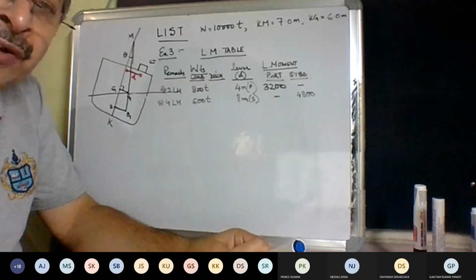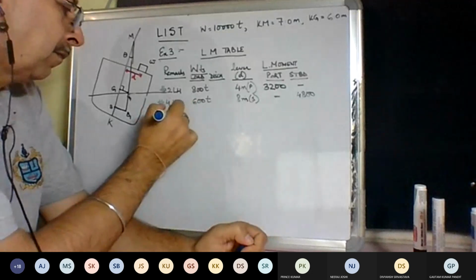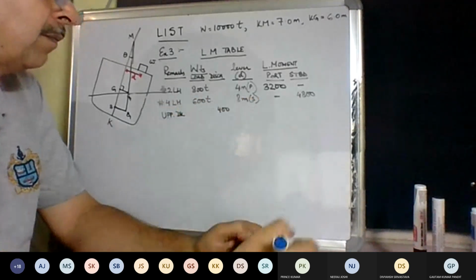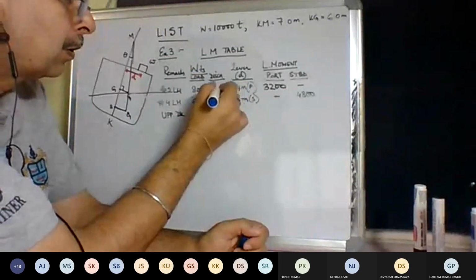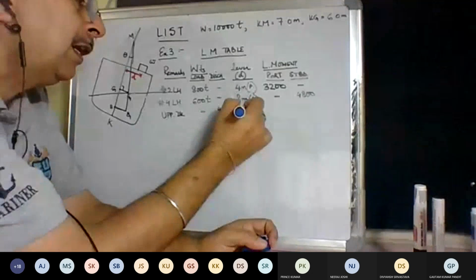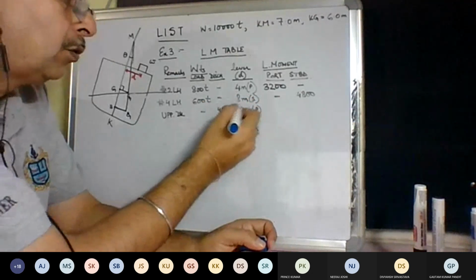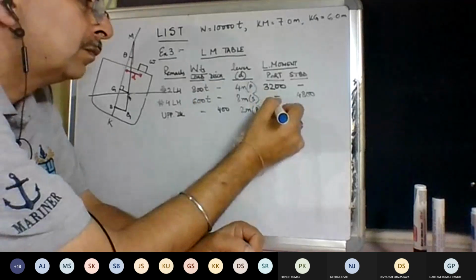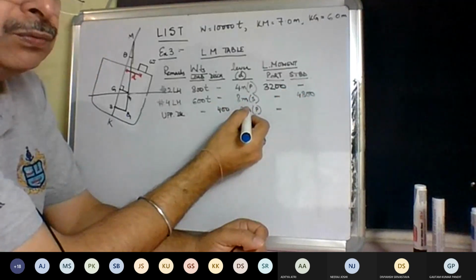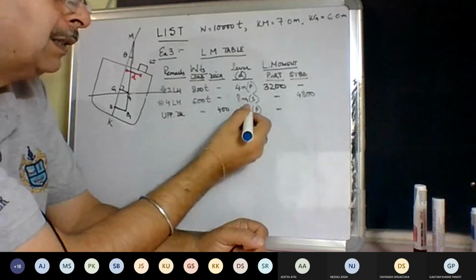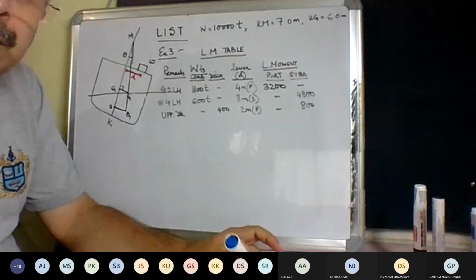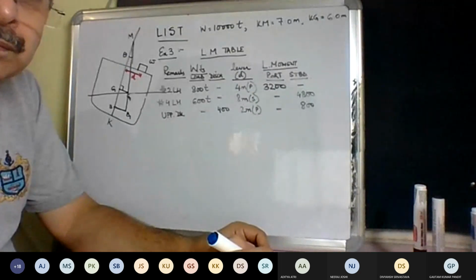Next, discharge 400 tons from upper deck. So it comes in the discharge column. And she discharges 2 meters to port of center line. Which listing moment will this give me? Starboard, since I'm discharging from port. Yes sir. So this will give me starboard. Did you understand what we did so far? Yes sir.